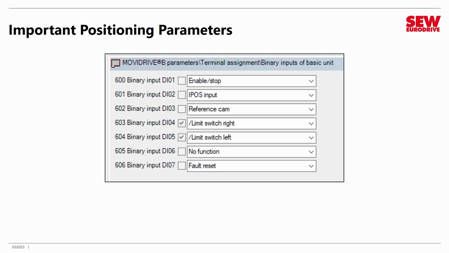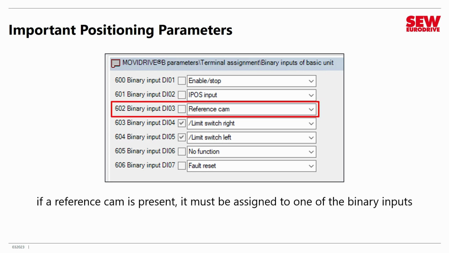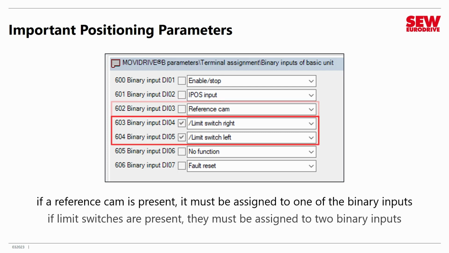Now, what we often will do is, if we're using sensors, we'll associate them with some of the built-in digital inputs. For example, if you have a reference cam, you may associate it with one. This is what we selected when we set up our drive. We assigned it to DI03. You can also set up limit switches. We did this as well. You can assign these to DI04 and 5, for example.